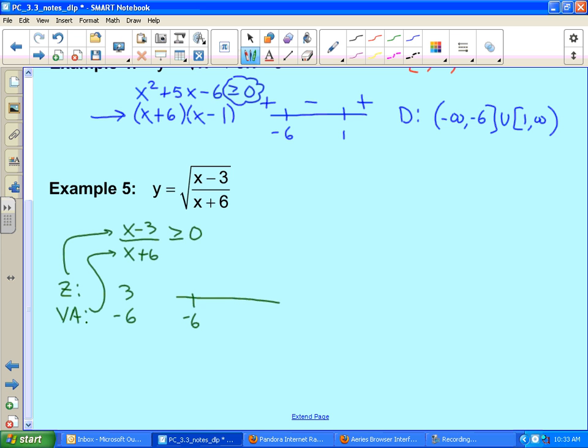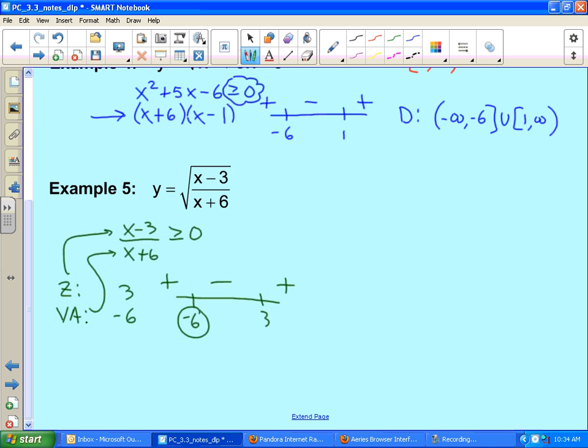If you remember, I suggested that you circle the vertical asymptote because you can never be equal to that. Now in this problem, we can be equal to 3 because that makes the zero in the top, but I can never be equal to negative 6. So we test. Negative 7: negative 7 minus 3 is negative 10 on the top, negative 7 plus 6 is negative 1, and a negative over a negative is a positive. 0 would make a negative 3 over a positive 6, which is a negative number. 4 would make a positive 1 over a positive 10, which is a positive number. And I'm looking for the positives.